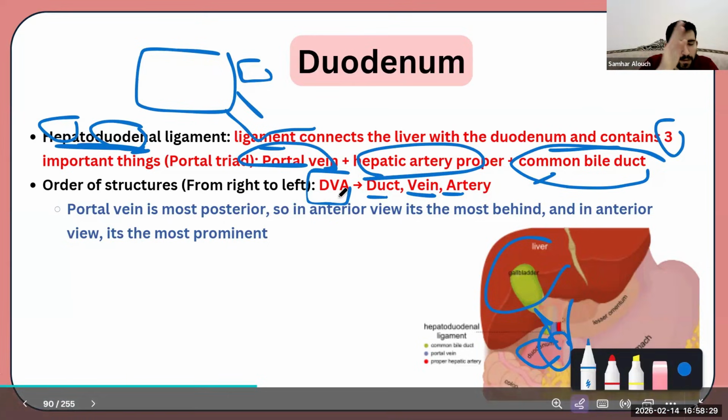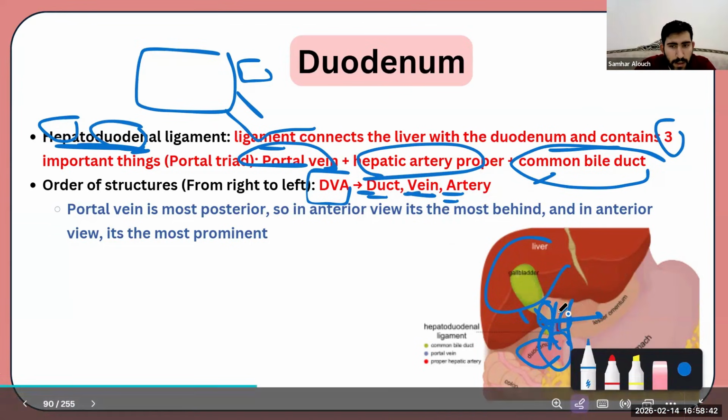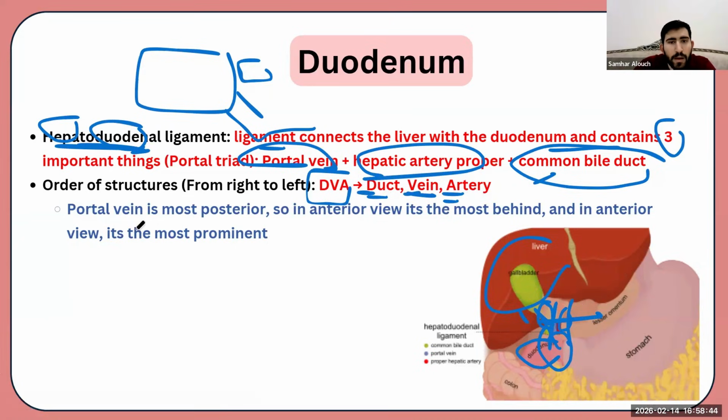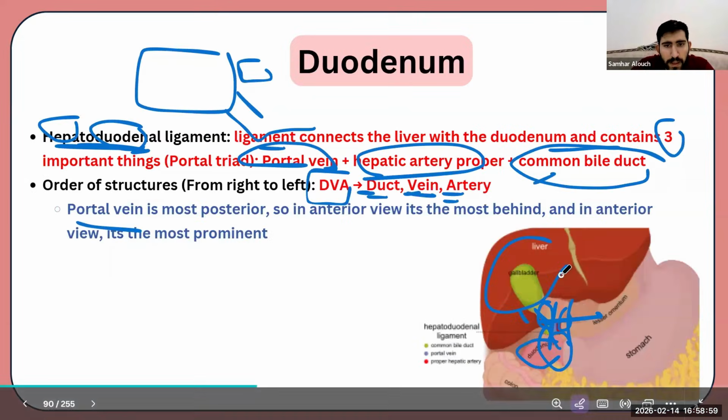DVA is ordered based on the most right to the most left, okay? So D, duct, is the most right, then V, vein, is in the middle, and A, artery, is on the left side, okay? Also, the V, the portal vein, is most posterior. So if you look at it from the anterior side, it's the most posterior. If you look from behind, it's going to be the most prominent, okay? Please memorize these things. Okay, clear?